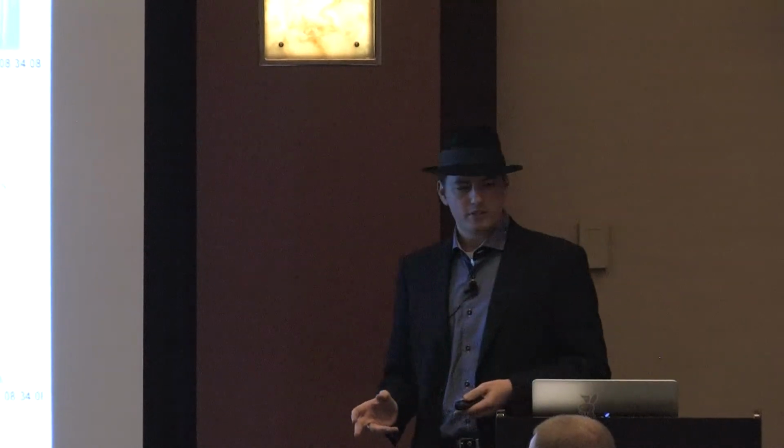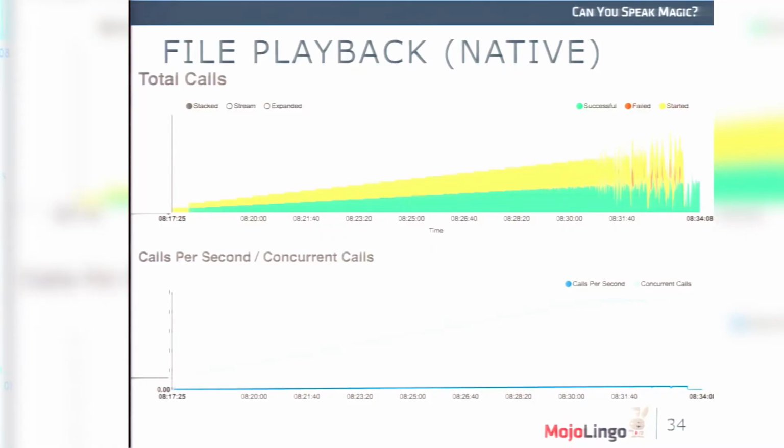The next thing I did was look at file playback, just native file playback. In this case, the caller calls in, and instead of being connected to another party on the far end, we read an audio file from disk and play it to the caller. The audio file is in a native format, so there's no transcoding.